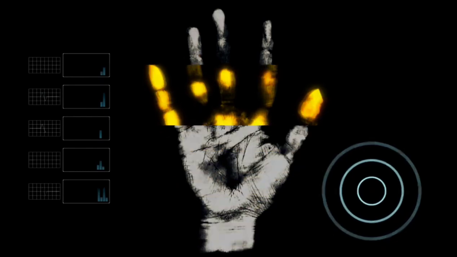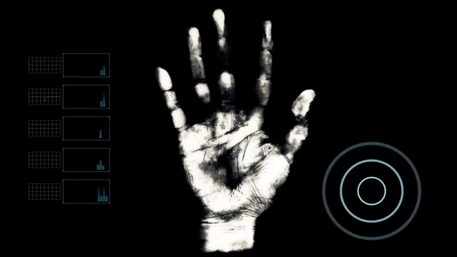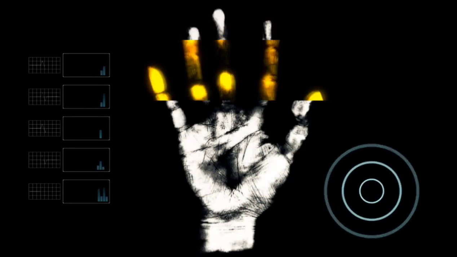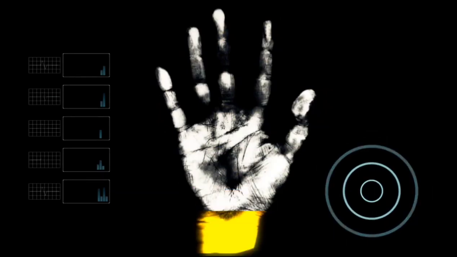Now, one point of speculation, even despite our advanced scanning techniques, is what happens physically within the host's body after implantation.